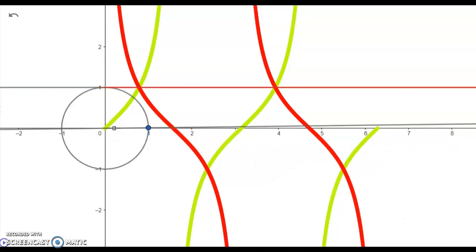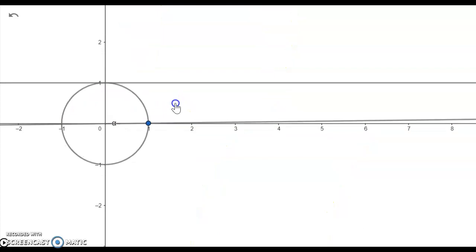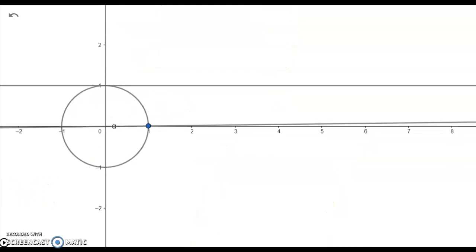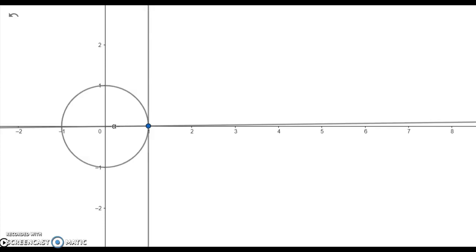Okay, so let's do secant and cosecant. So I'm going to turn off the cotangent, and I'm going to also turn off the tangent. Let's turn off this line, but include this one. Okay, so we're going to do secant this time. I'm pretty sure secant is orange. So on the orange one, let's make sure this is orange, yep.